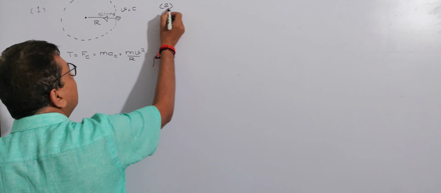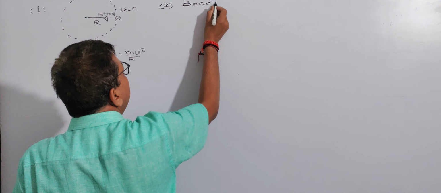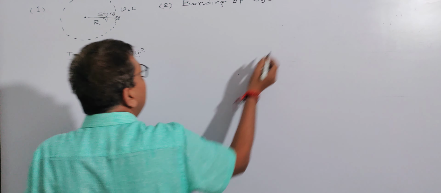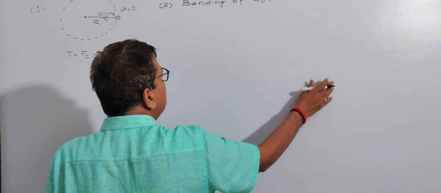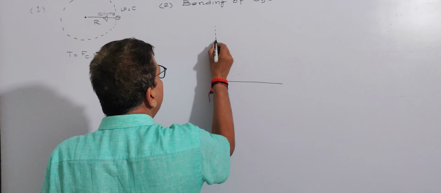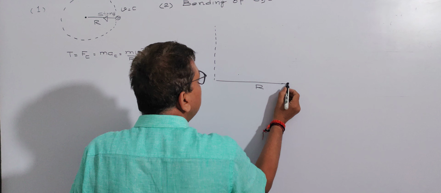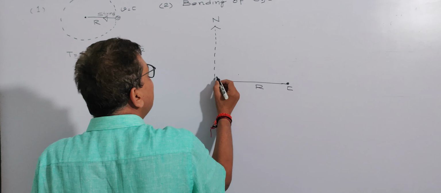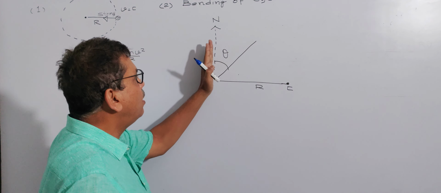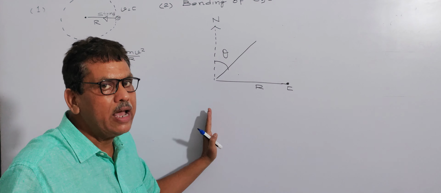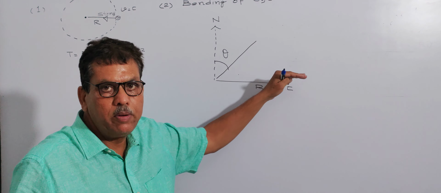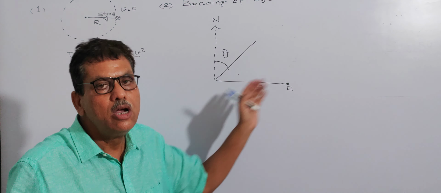Now for the second example, let us take the bending of a cyclist. Whenever the cyclist is moving on the circular track, suppose this is the normal, this is the radius of the circular track, and this is the center of the circular track. The cyclist has to bend in this direction, making angle theta with the vertical. Why? If the cyclist stays in the vertical direction, the normal reaction will balance mg, and then there is nothing to provide the horizontal force, or the force in the radial direction, to provide the necessary centripetal force for the cyclist to move on the circular track.